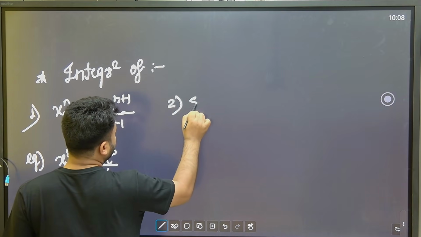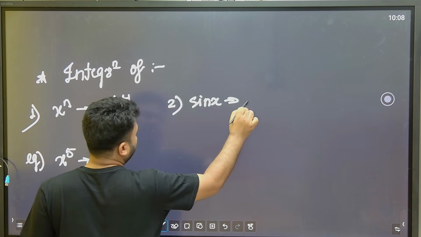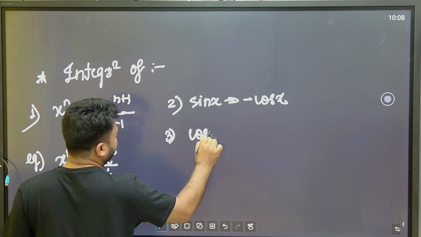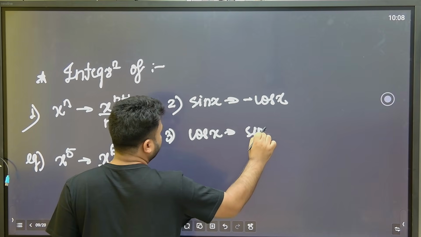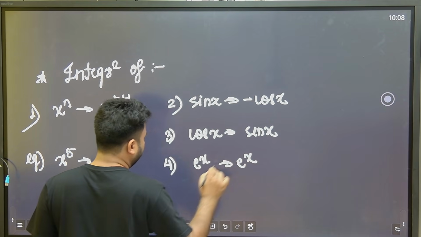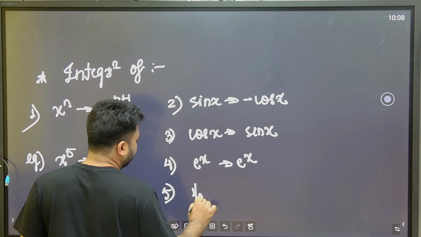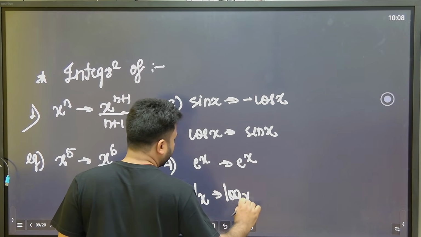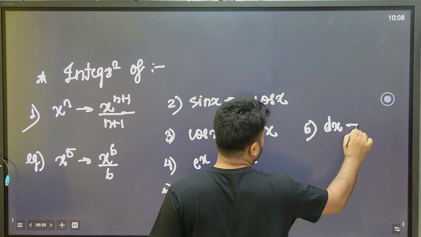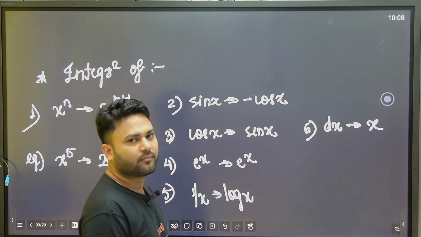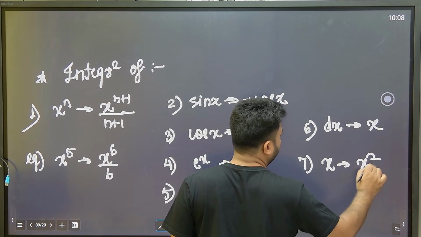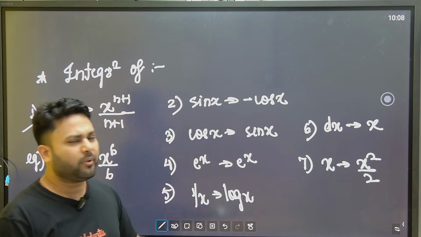Second formula, integration of sin x is minus cos x. Third, integration of cos x is sin x. Fourth, integration of e to the power x is e to the power x only. Fifth, integration of 1 by x is log of x. Sixth, integration of dx is x. Seventh, integration of x is x square by 2. So these formulas you have to remember.